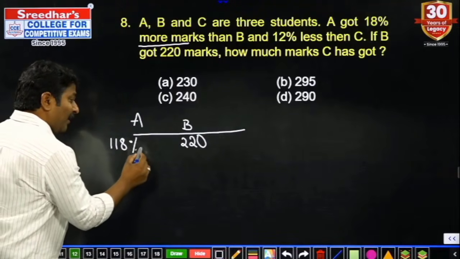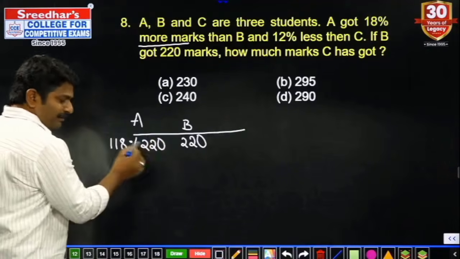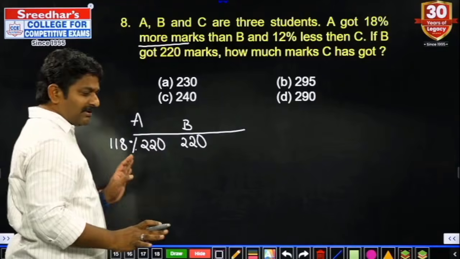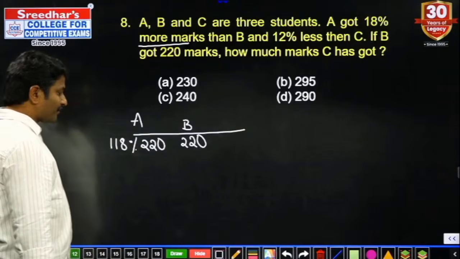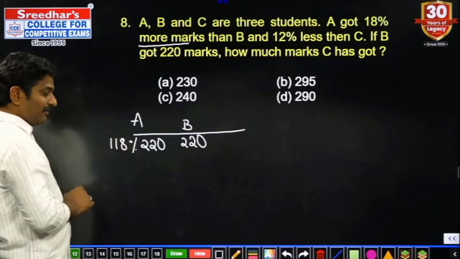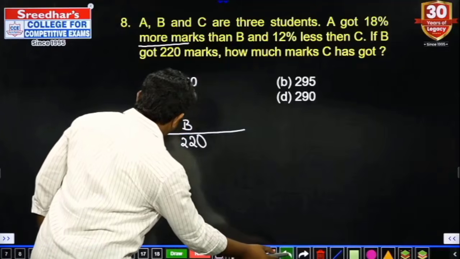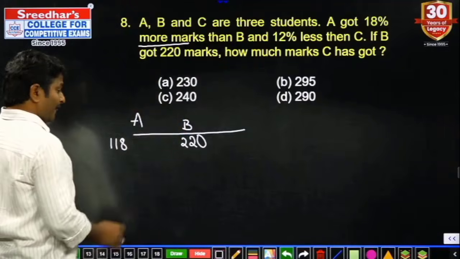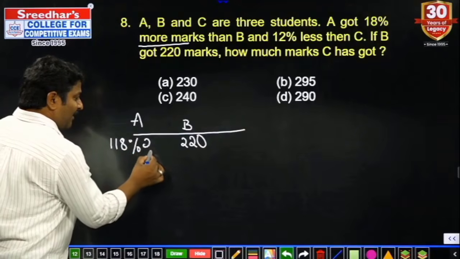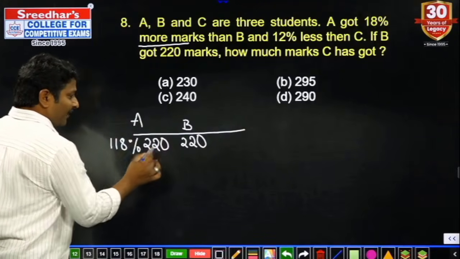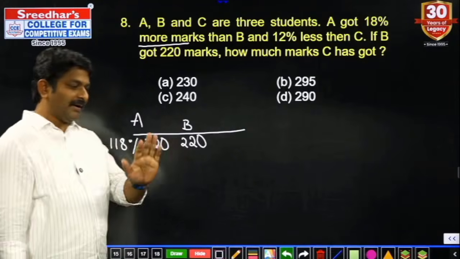If it is 100%, this will be 118%, so 118% of 220. We have to simplify this, but I don't want to do it because I don't get the answer now. So let me write it like this. I will delete the percentage symbol, or otherwise write like this, no problem. 118% of 220. Have you understood so far? Right. Okay.